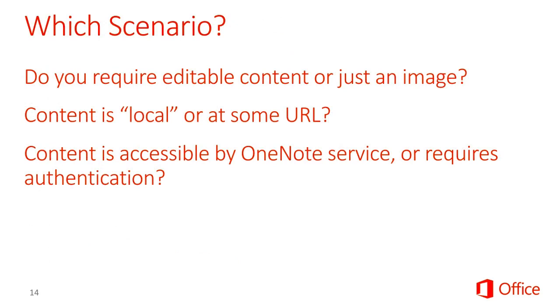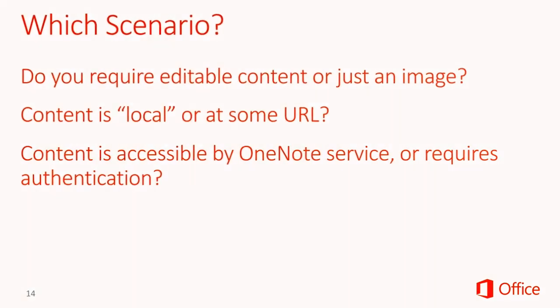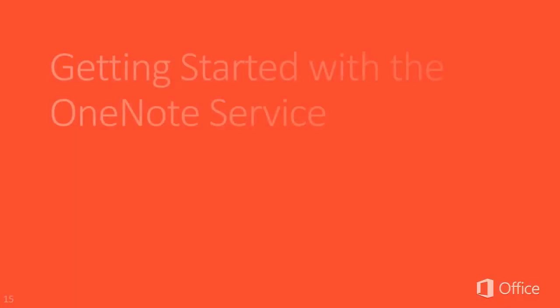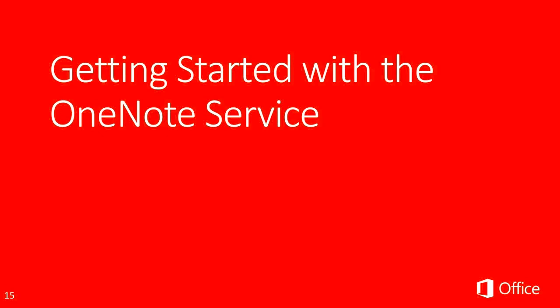So you may have to ask yourself, what scenario works best for me? Do I require editable content or just a picture? Is the content local within the document, within the notebook, or is it at some URL? Is it accessible by the OneNote service, or does it require authentication? Let's look at getting started with the OneNote service.